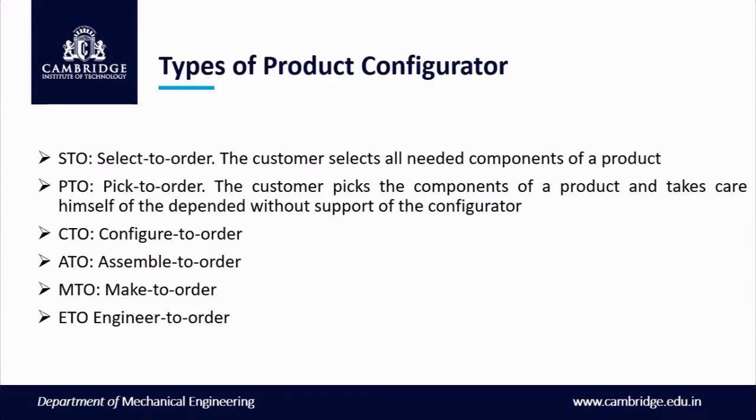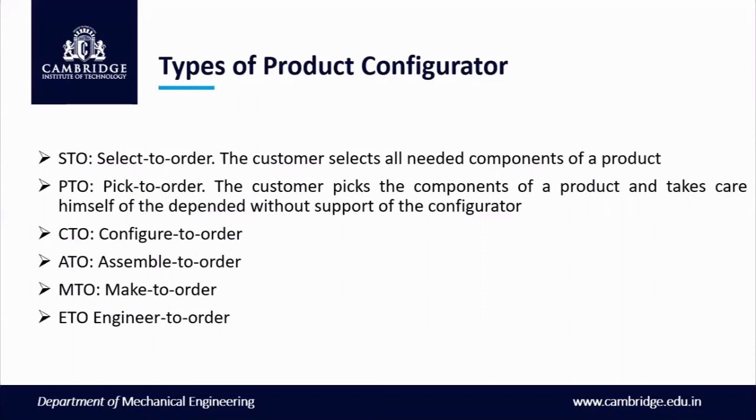It is very important in all the stages of product configuration. Here you can see STO, which is nothing but select to order. The customer selects all the needed components of a product. As I have told, the customer is the one who sees and selects what the needs and components of the product are. So this is the first basic thing, where select to order is given for the needed components. The customer selects all the needed components of a product.